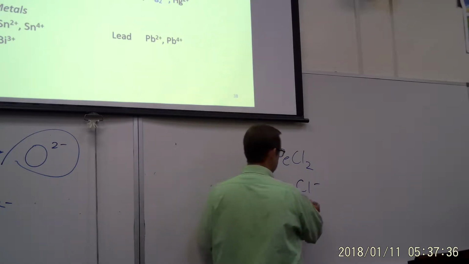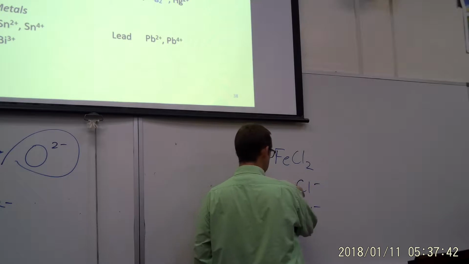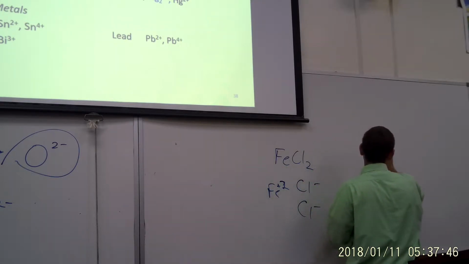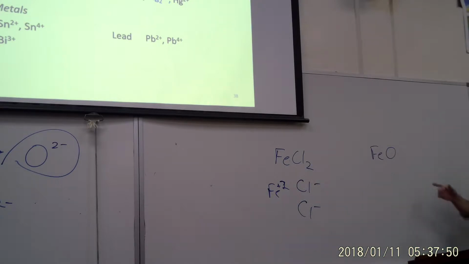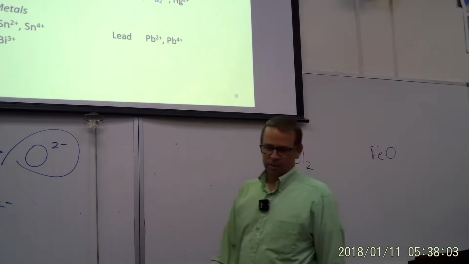All right, excellent. So because there's a ratio of 2 of these for every iron, that means the iron must be a +2 charge, right? So how about this one? What's the charge on the iron in this case here? +2, right? Because oxygen likes to form a -2 charge. All right, excellent. Very good.